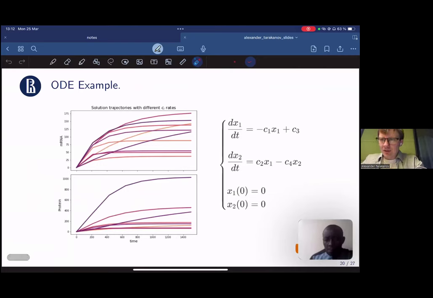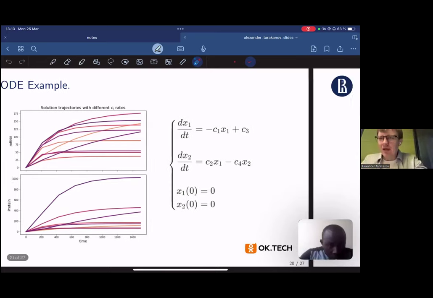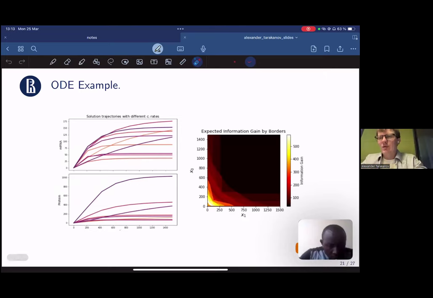Here are some plots of the solutions for this system of equations for random coefficients C1, C2, C3, C4. So we have some realizations, here is X1, here is X2 at different moments of time. And this is our information gain. So what is written here?